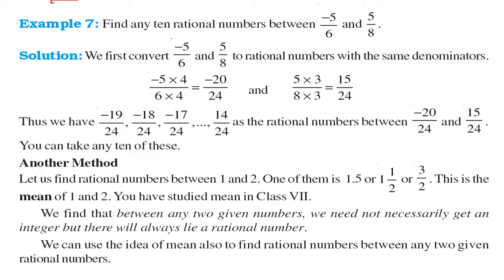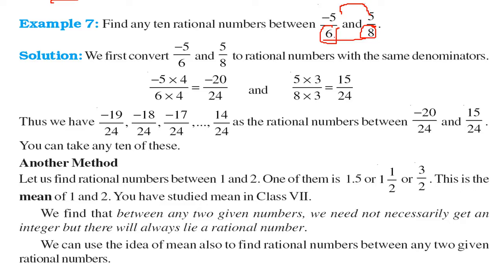You have to find any 10 rational numbers between minus 5 by 6 and 5 by 8. Now the question is that the denominators are not the same. For that you have to make the denominator common. For that, what we will do, you can take the LCM and multiply it with numerator and denominator.